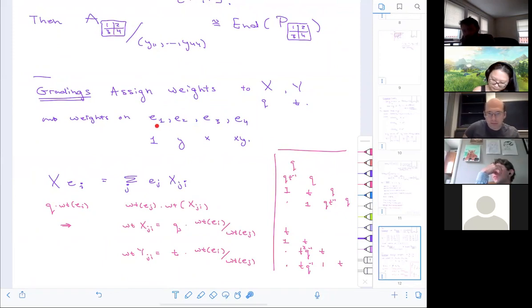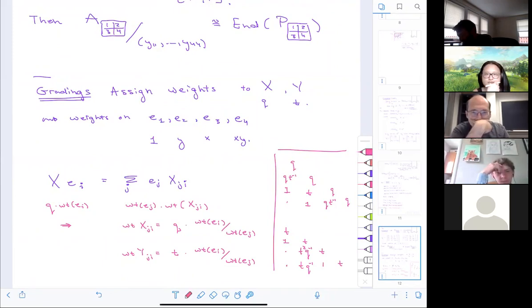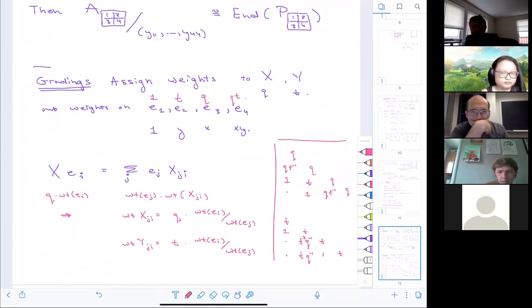So you place E1 in degree 0, 0. So it has weight 1. E2 was supposed to be like y times E1, so I'm going to assign it weight t. E3 was supposed to be like x times E1, so I'm going to assign it weight q. And then E4 was supposed to be xy times E1, so I have to assign it weight t. And then the weights that we assign the entries of x and y are determined by homogeneity of this equation.